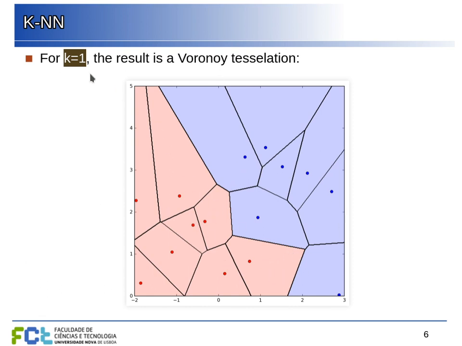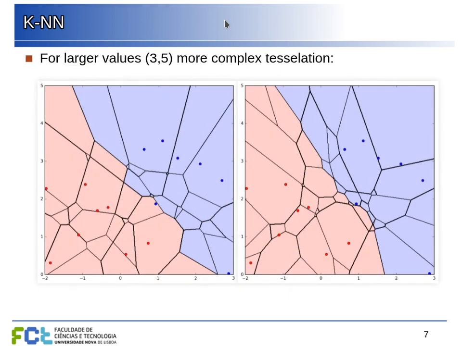The same thing for these points here. So basically, if we use k equals 1, the algorithm consists in, given a new point, for example over here, we find the closest point in the training set and we label the class with the same class as that point in the training set. So this gives us this kind of tessellation, and the discriminant will be this series of straight lines separating the 2 classes here. If we use larger values of k, for example 3 or 5, we have more complex tessellations, but the idea is the same.